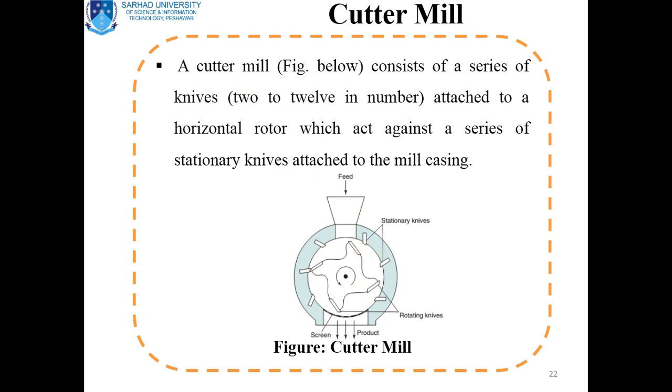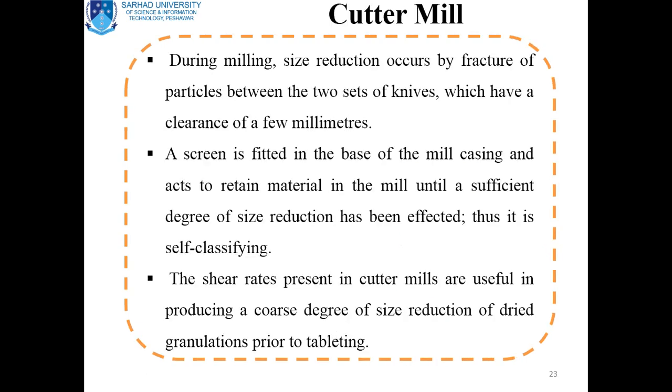The difference between the cutter and hammer mill is that in the cutter mill, stationary knives and rotating knives are there, while in the hammer mill there is no concept of a stationary hammer. During milling, size reduction occurs by fracture of particles between the two sets of knives, which have a clearance of a few millimeters. One set of knives is stationary, that is static, and the second one is the rotating one.